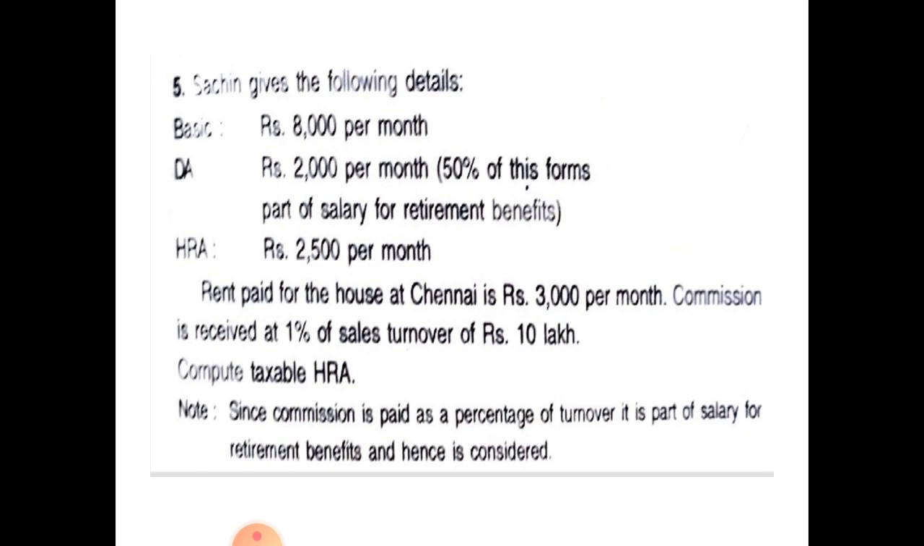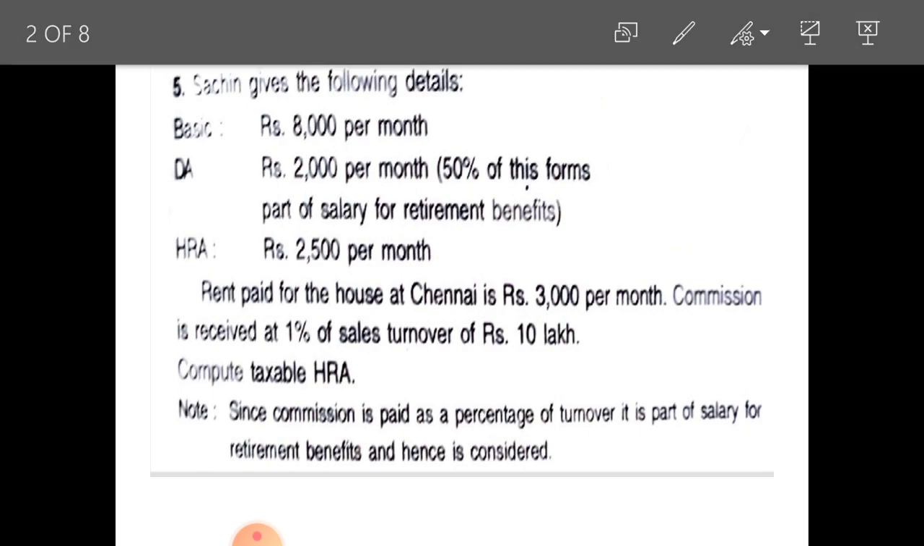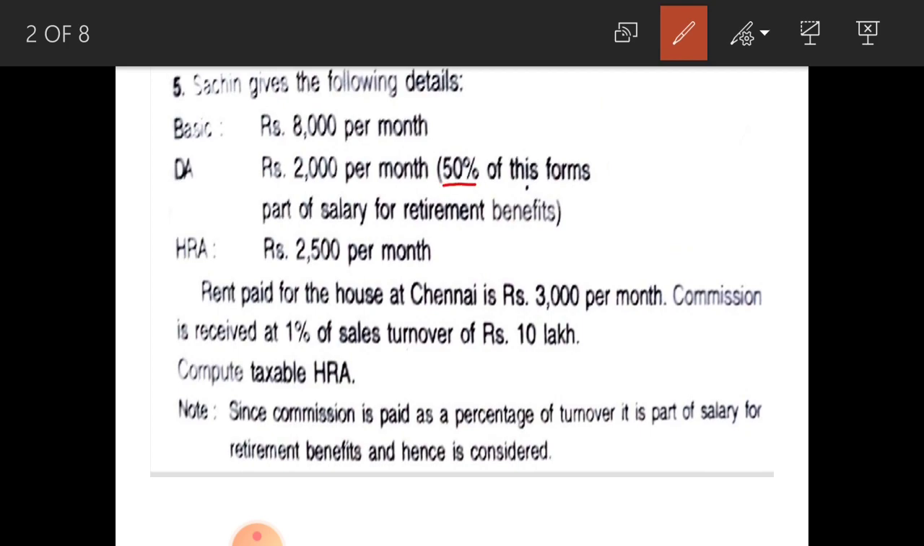Basic of Mr. Sachin amounts to rupees 8,000 per month. You have to calculate this for 12 months because as per this problem he is living in a rented house for entire year. Next, DA 2,000 per month, you have to calculate for 12 months. Here see the information given in the bracket, it is very important. 50% of this forms part of salary for retirement benefits. Here out of 2,000 you have to consider only 50%, that is 1,000 per month, because you have to consider only retirement benefit. That is why 1,000 into 12 you have to consider.